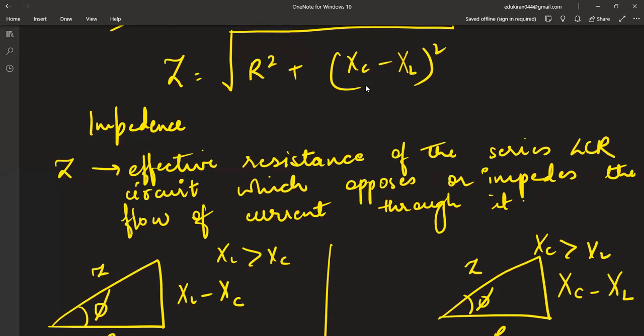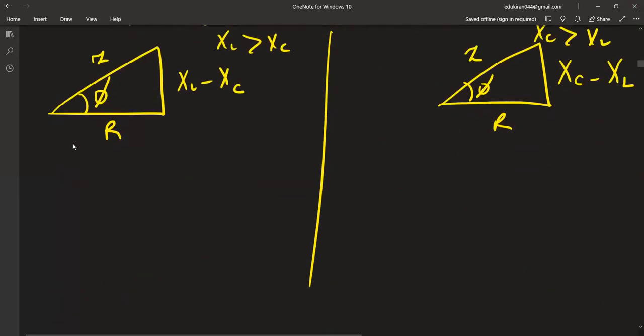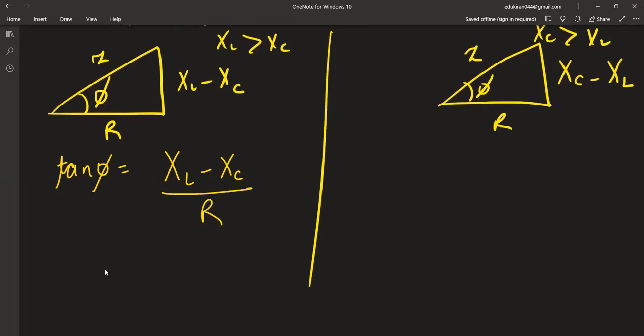All right, now using this impedance triangle, one or two things we can also calculate. Let me discuss that, then you can note down all these. If I write tan phi from here, phi is the phase difference, this angle is the phase difference. According to trigonometry, tan theta is perpendicular by base, so it will be XL minus XC by base, that is R. And cos theta is base by hypotenuse, so it will be R by Z.